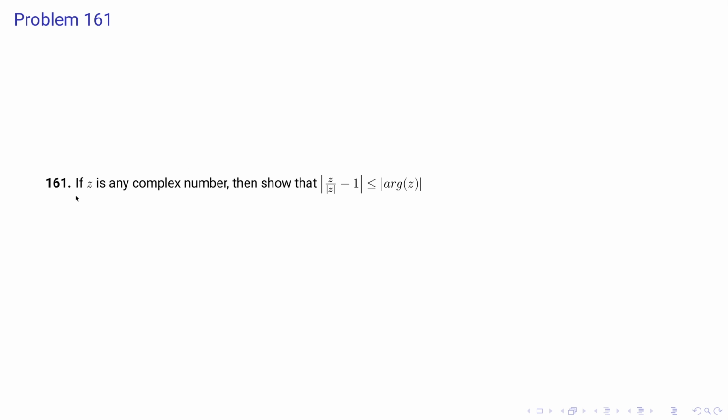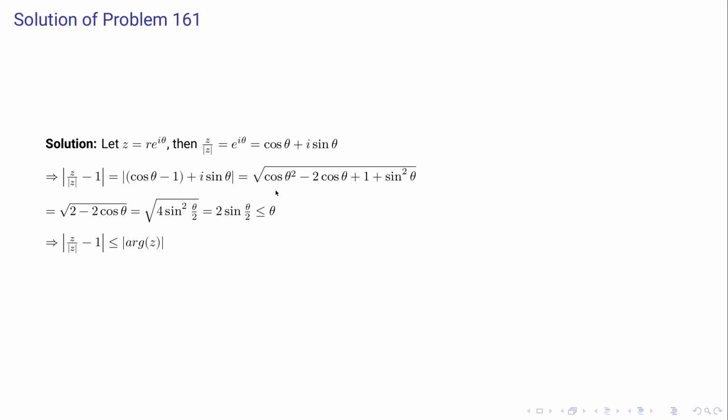Problem 161 says that if z is any complex number, then show that mod of z by mod z minus 1 is less than or equal to mod of argument of z. So for solving this, we let z equal r e to the power i theta. So mod z would be r. That is, z by mod z is equal to e to the power i theta, that is cos theta plus i sin theta. Now we substitute this value in the given expression.